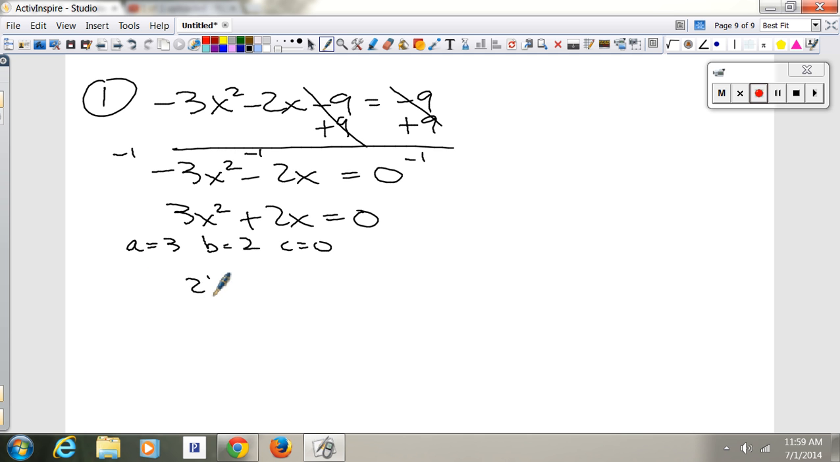So B squared would be 2 squared minus 4 times 3 times 0. Well, negative 4 times 3 times 0, anything times 0 is what? 0. So you're just going to have 4 minus 0, which equals 4. And so you just take 2 real solutions.